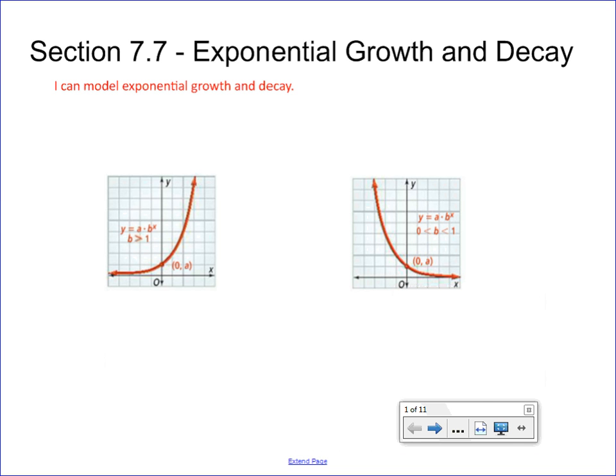Okay, today we're looking at section 7.7, which is exponential growth and decay. Hopefully by the end of this lesson you can say that I can model exponential growth and decay. So the two pictures here to the right, we should have seen in the last section: if you have an exponential function, you're either going to get one that increases or one that decreases. If it's increasing, we oftentimes refer to it as an exponential growth, and if it's decreasing, we oftentimes refer to it as an exponential decay.